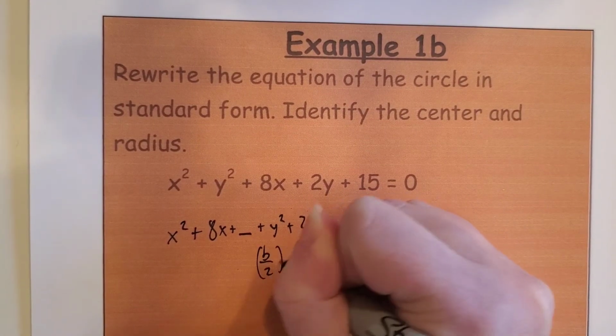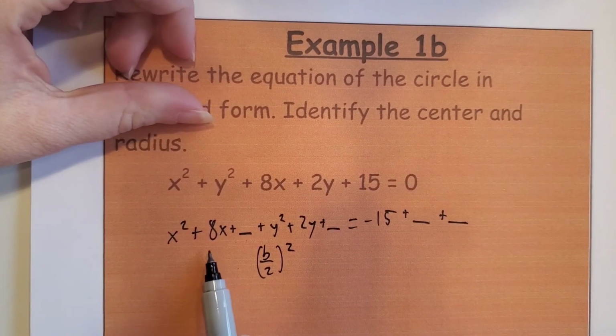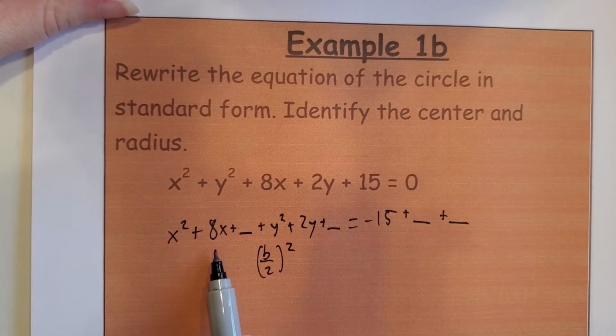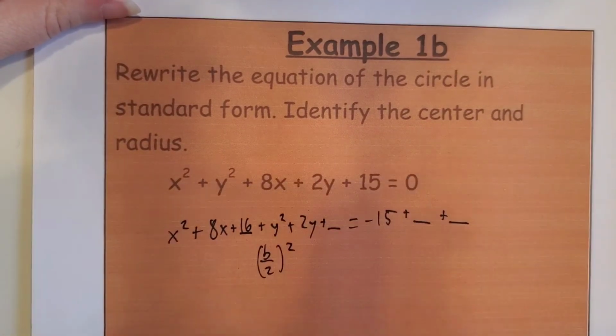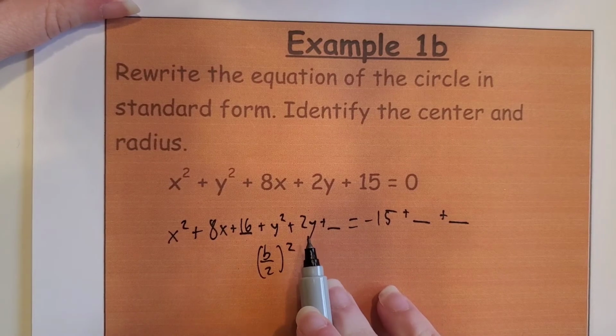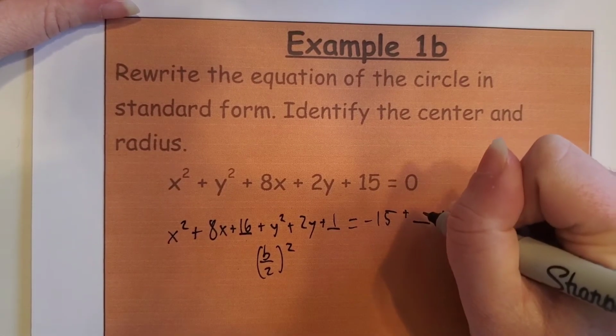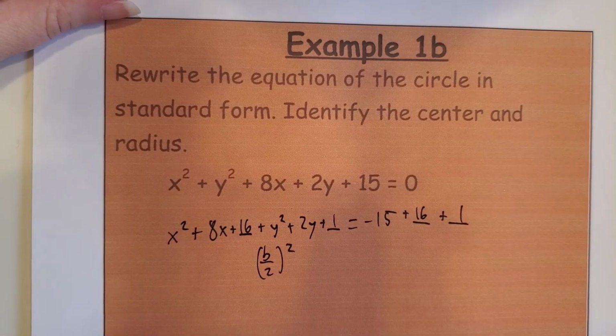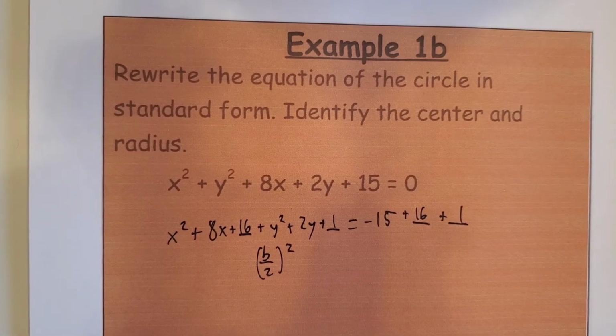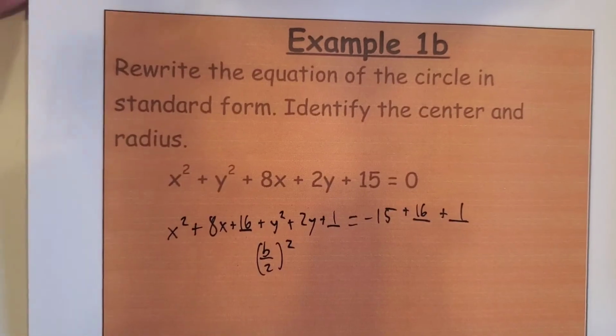What goes in those plus blanks? B over 2 squared. So if our B is 8, 8 over 2 is 4, squared is 16, and we did this in the last problem. 2 over 2 is 1, squared is 1, so those numbers are going to get filled in on the right-hand side as well. And now we factor.